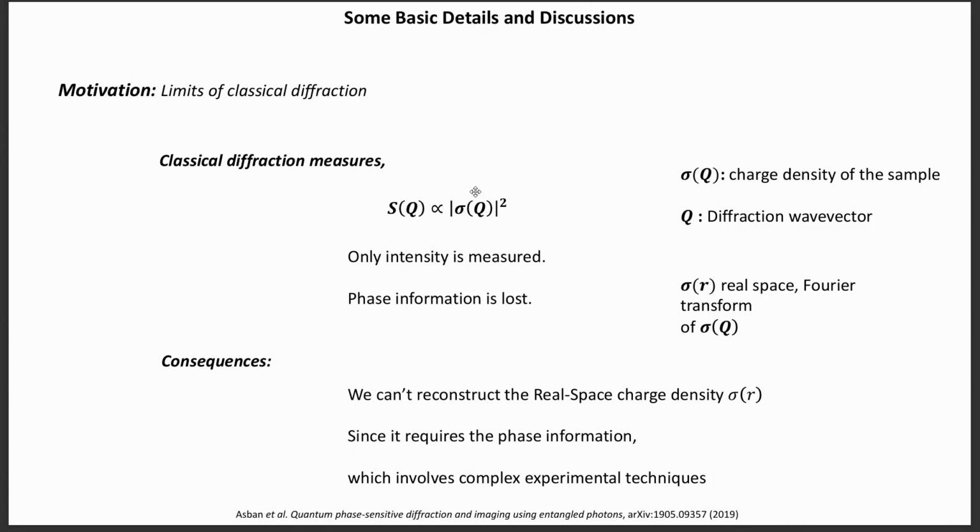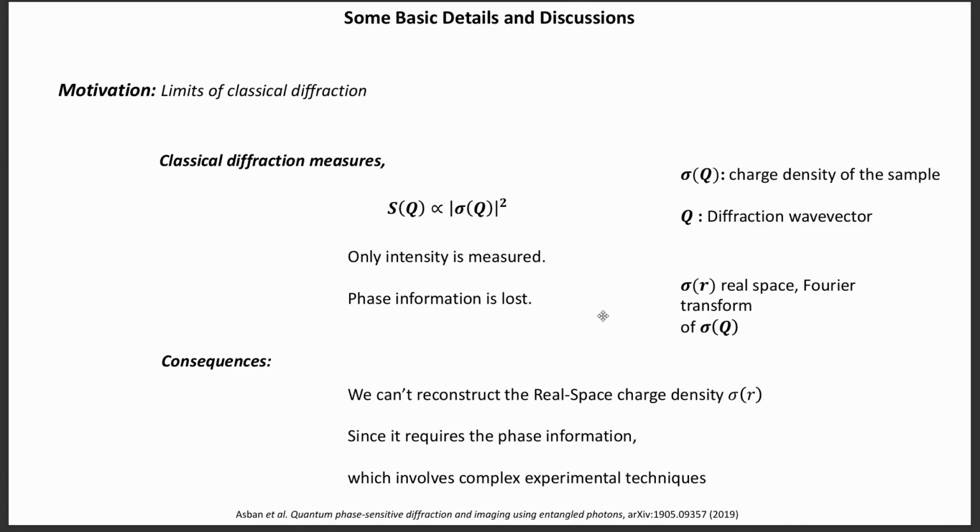So this classical diffraction measures S(q), a measurement parameter which is proportional to the modulus of sigma(q) squared, where sigma(q) is the charge density of the sample and q is the diffraction parameter. In this case, only intensity is being measured. We are not getting any information about the phase, so somehow we are losing some information about the sample. These are the drawbacks.